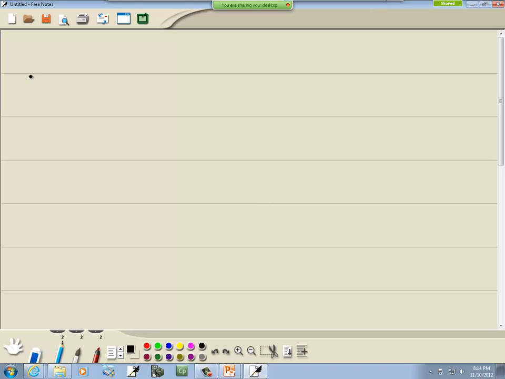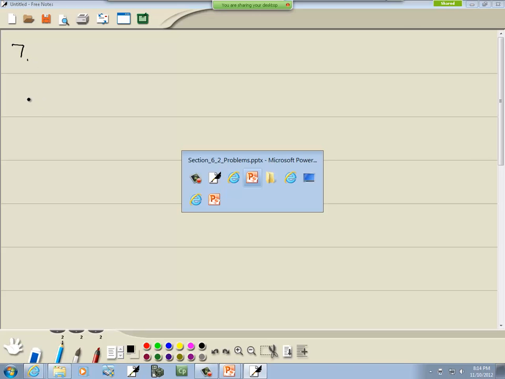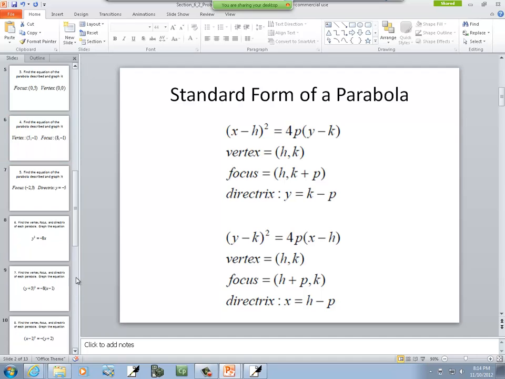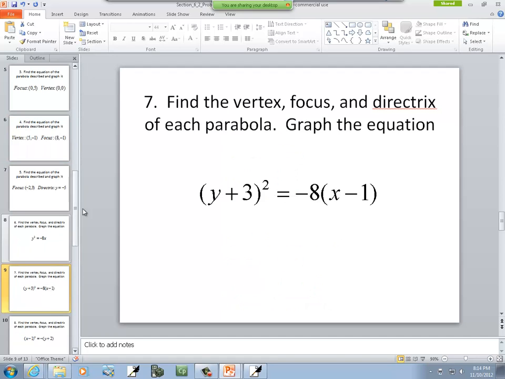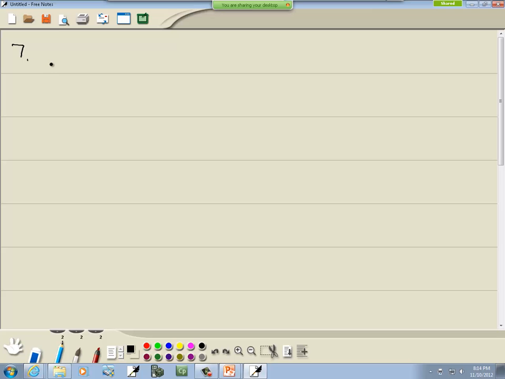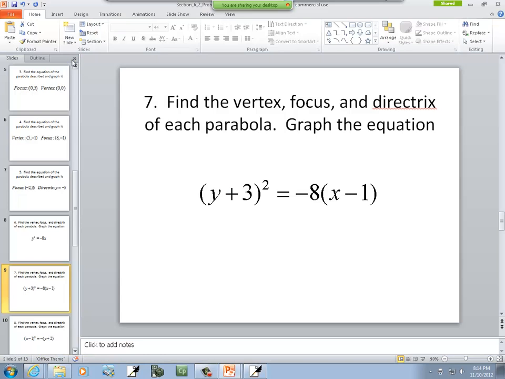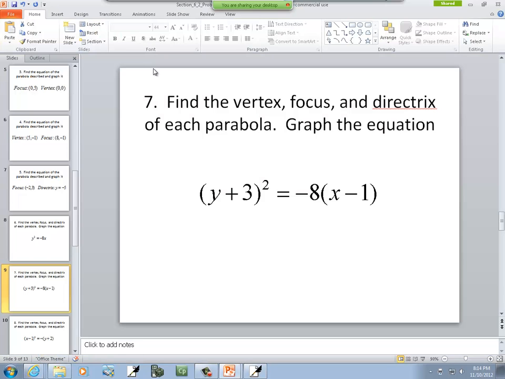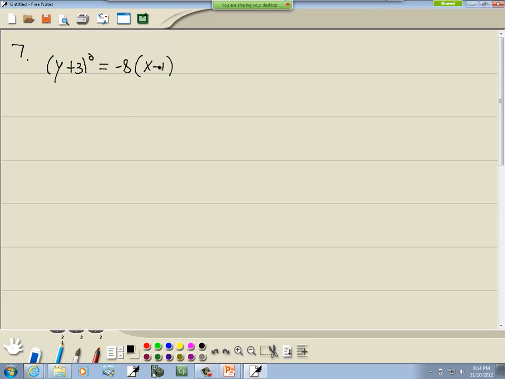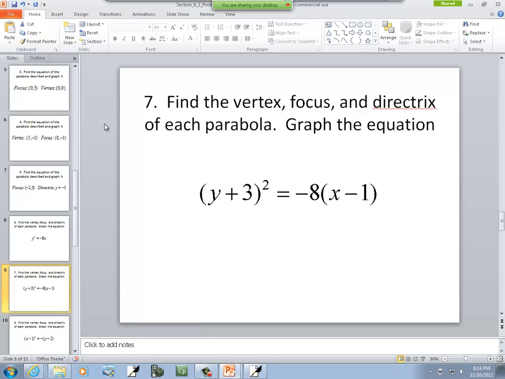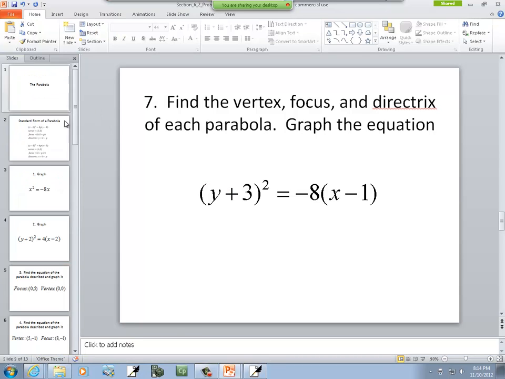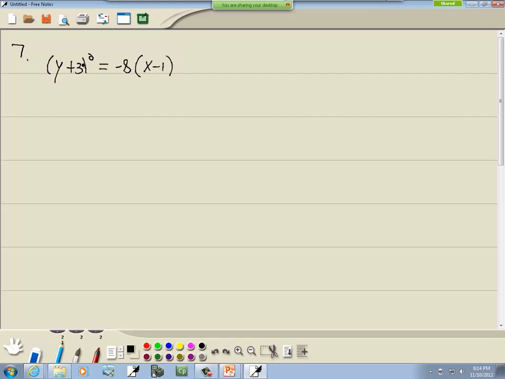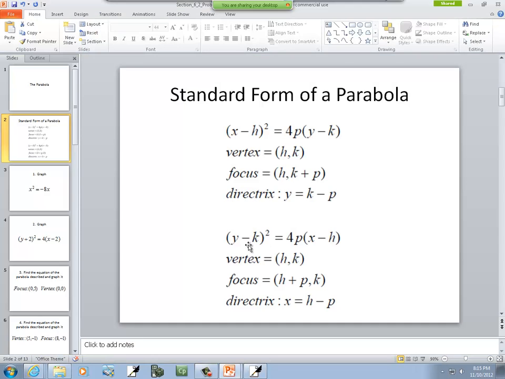And get ready for number 7. So we've got y plus 3 squared equals negative 8 times x minus 1. Okay. Same instructions. Squared is on the y. We want the bottom formula again.